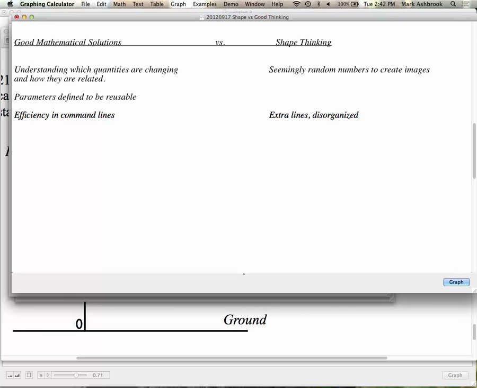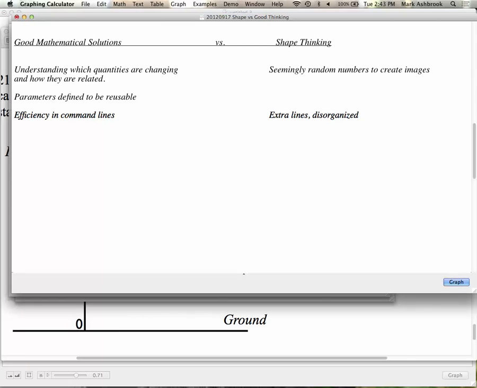Other thoughts? What would be a good mathematical solution or shape thinking that would be evident in creating a GC file to make an animation? Other ideas? Shape thinking, you have multiple functions defined that could have been defined by one function. So that goes with the efficiency and the extra lines. Yeah, that's good. Definitely good.